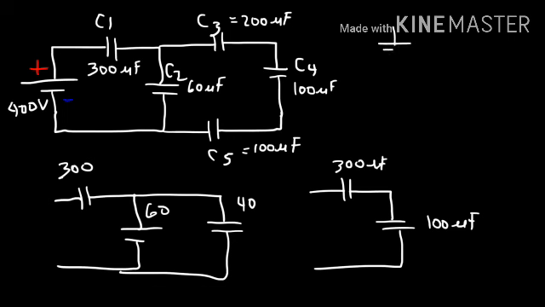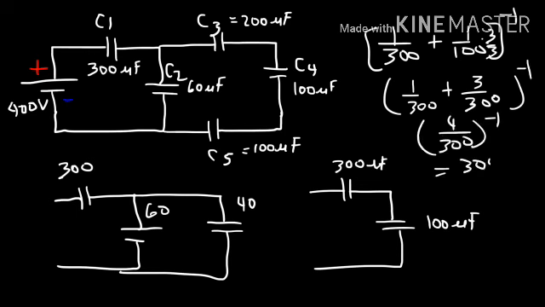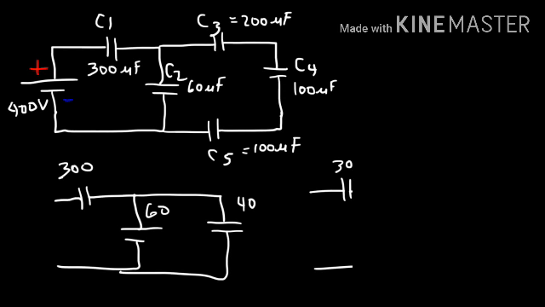And so the equivalent capacitance is going to be 1 over 300 plus 1 over 100 raised to the minus 1. So let's multiply this by 3 over 3. So it's 1 over 300 plus 3 over 300. And so 1 plus 3 is 4. So we have 4 over 300, which becomes 300 over 4. And so the equivalent capacitance of the entire network is 300 divided by 4, which is 75 microfarads.